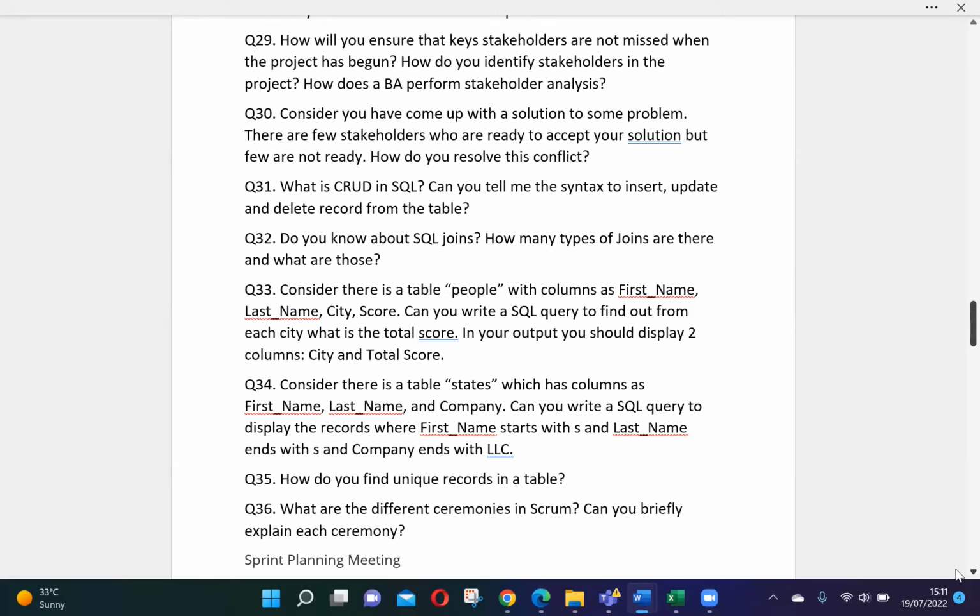This is a SQL question. Question number 34: consider there is a table states which has columns first name, last name, company. Can you write a SQL query to display the records where first name starts with S, last name ends with S, and company ends with LLC? There is a keyword called LIKE in SQL. Using the LIKE keyword you have to write this query. If you don't understand LIKE, you will not be able to understand the answer.